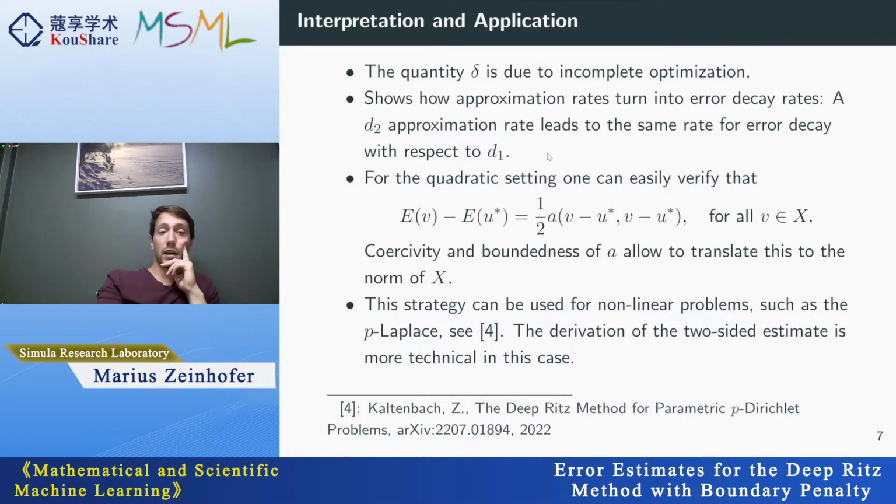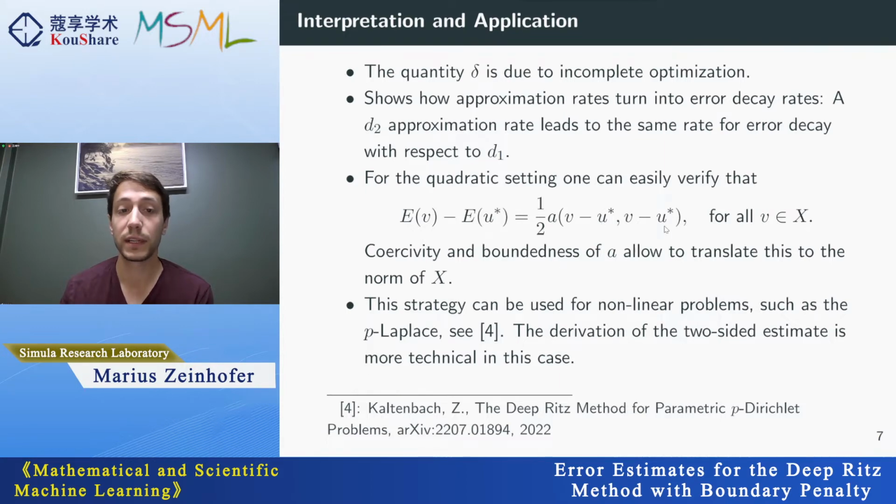In the quadratic setting, that we introduced as our setting before, and which is the relevant one for the PDEs, we can get this two-sided estimate very easily by just computing that these two quantities agree. And here U star must be the minimizer, or one of its minimizers, of the quadratic energy. So for quadratic energies, this is very easy to get.